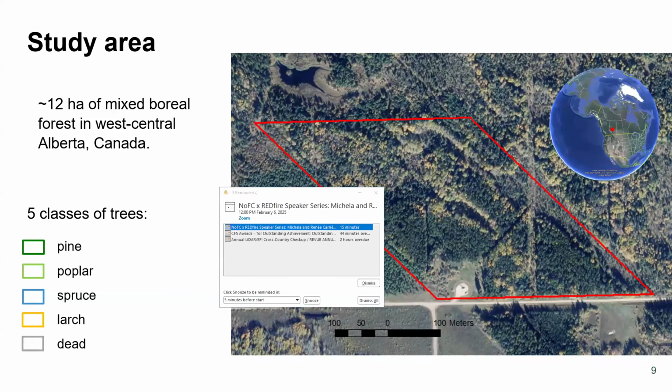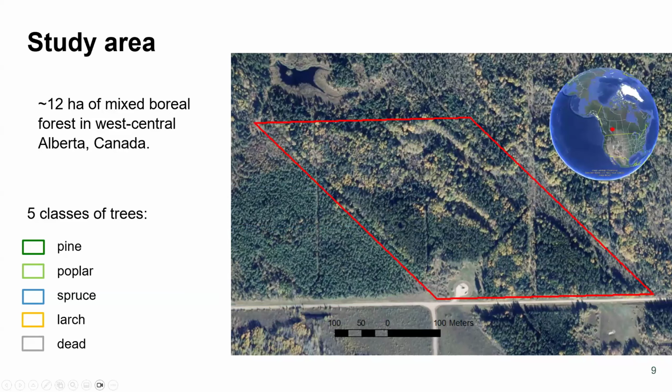So we have been working in this 12-hectare area, and this parallelepiped you see here is about 12 hectares. The actual cut block is smaller than this. It's the part that is dominated by lodgepole pine. And there are also poplar, aspen, white spruce, larch, and of course, dead trees. And we want to map them all using AI.